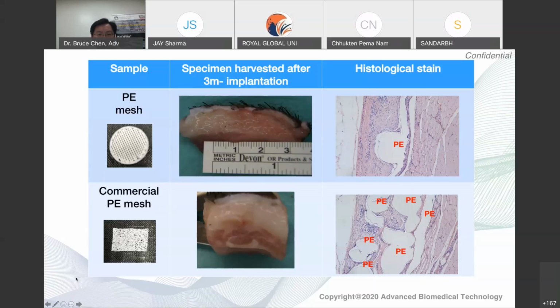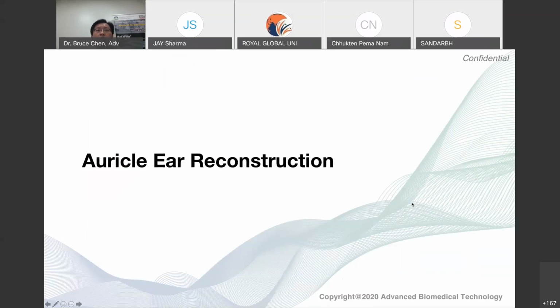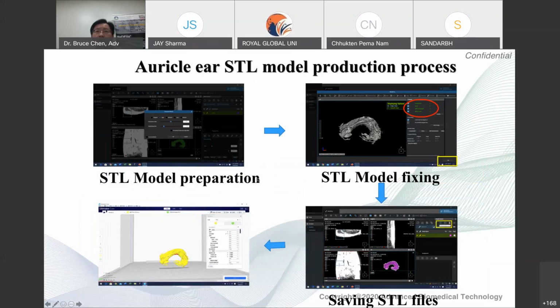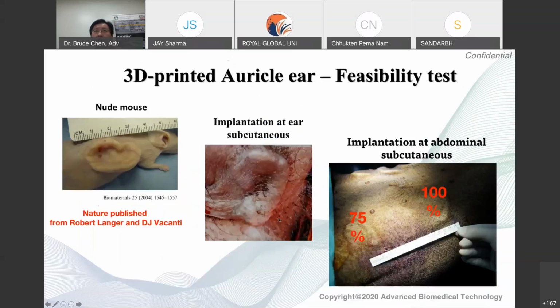And the next one, we will show some auricular reconstruction. We collaborate with another medical center called Chang Gung, in the plastic surgery department. We validate with our medical grade filament for polyethylene and also with a PLGA assistant. The medical center provides an STL model from the patient, and we convert it into the STL by ourselves. We also print the ear by ourselves, and we do cell viability testing and animal study. You can see we use commercial software to prepare the STL, and we do the printing.